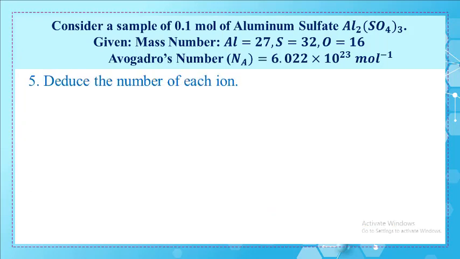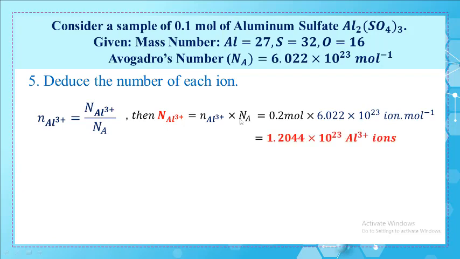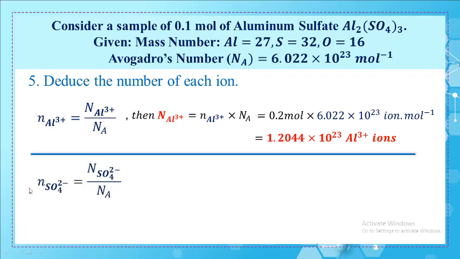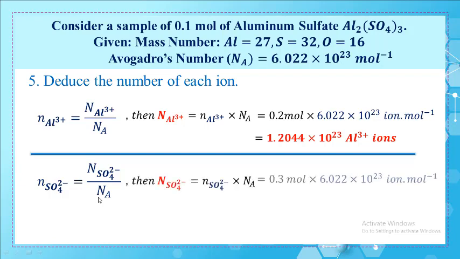Let's deduce now the number of each ion. By applying the formula number of moles of aluminum ions equals the number of aluminum ions over Avogadro's number, we can calculate the number of aluminum ions. It is equal to 1.2044 times 10 to the power 23 aluminum ions. Also, by applying the formula number of moles of sulfate ions equals the number of sulfate ions over Avogadro's number, we can calculate the number of sulfate ions. It is equal to 1.8066 times 10 to the power 23 sulfate ions.